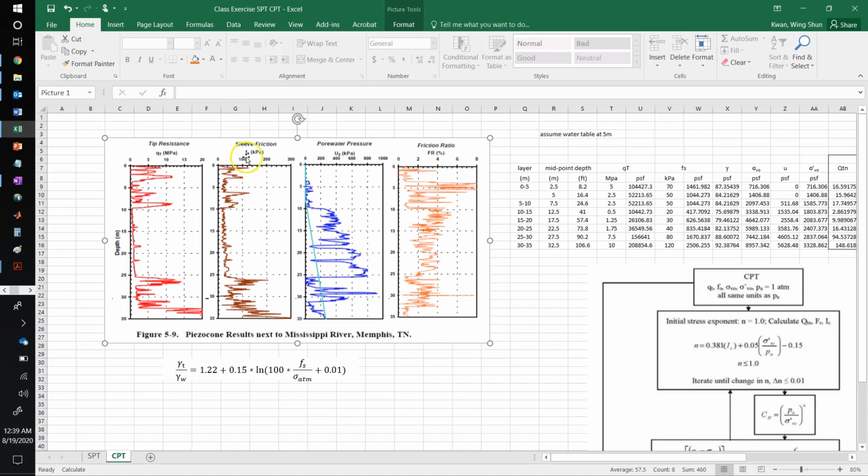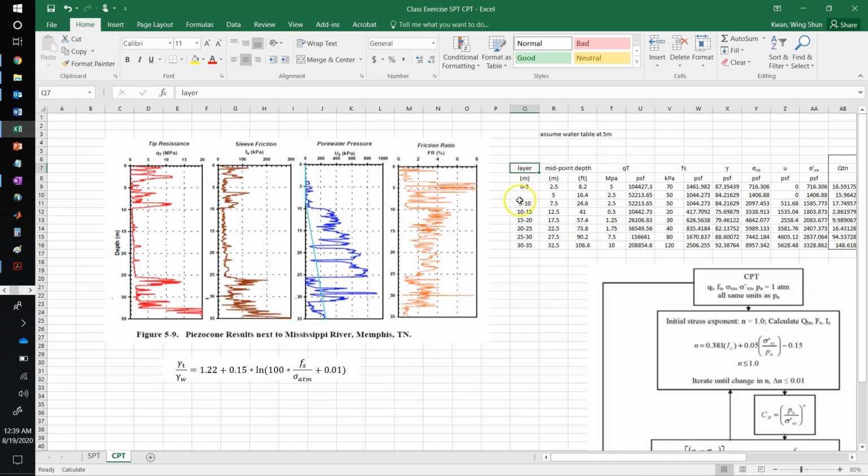But anyways, the first thing I have done on the spreadsheet is manually read at each layer. I assume we have a first layer here, and then for sure we have a thick soft soil layer here from 10 meters to about 25 meters. Within each layer, at an interval of 5 meters, I try to read off the tip resistance and also the side friction. So this is what I read off from the graph.